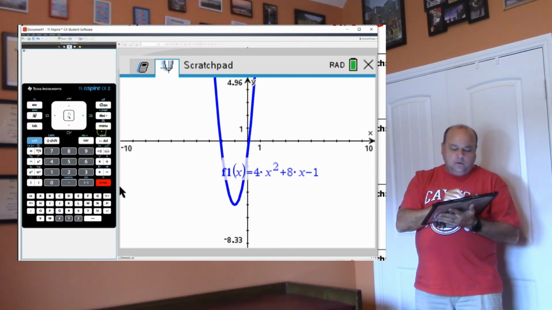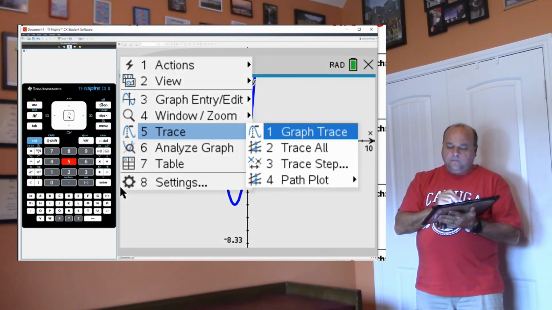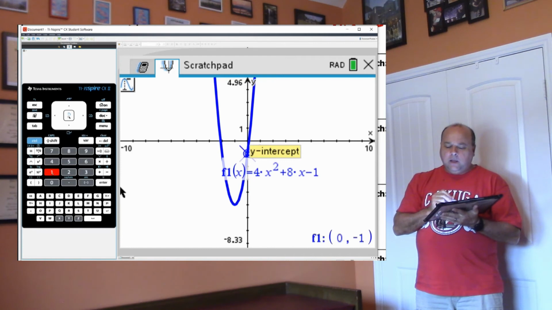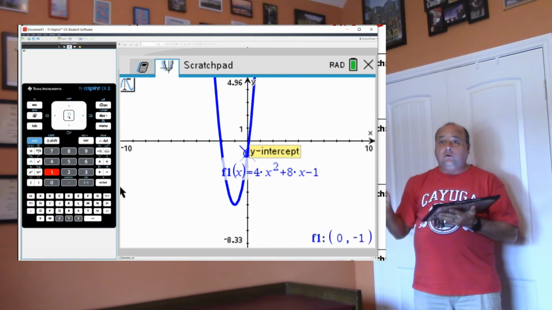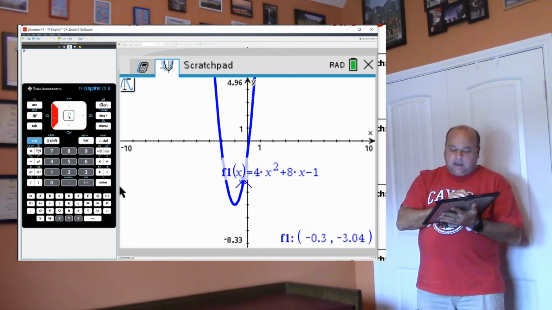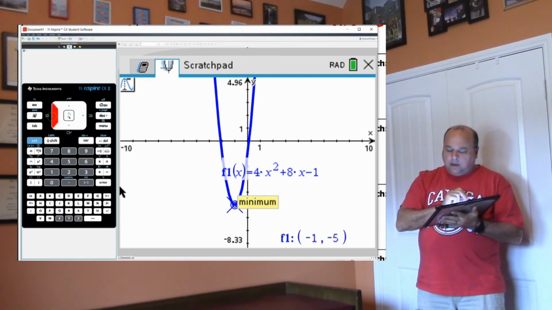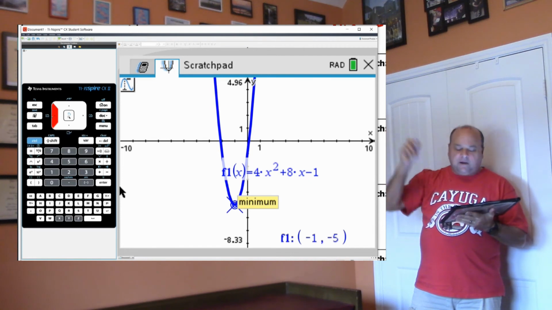So hit menu, trace is 5, graph trace is 1. Remember, you only hit the left and right arrow buttons, and we start off at 0, -1. The bottom of the graph is to the left, so I'm going to keep hitting my left arrow button until it says min, and right there's my minimum. It's -1, -5. That's my vertex.